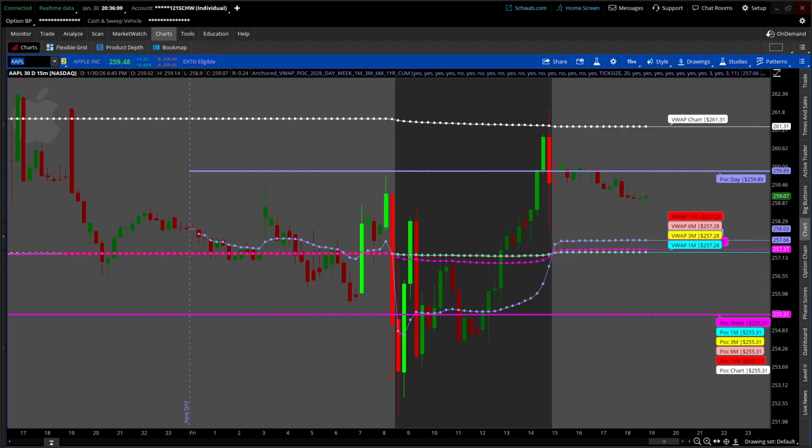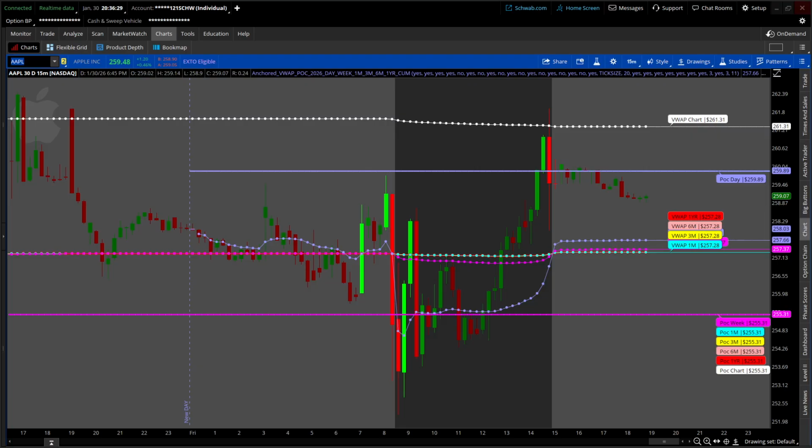How institutions usually use VWAP and point of control together. First, they look for a trend confirmation. If price is above higher time frame VWAPs and holds above point of control, they treat pullbacks as an opportunity, a reason to get into the actual stock.